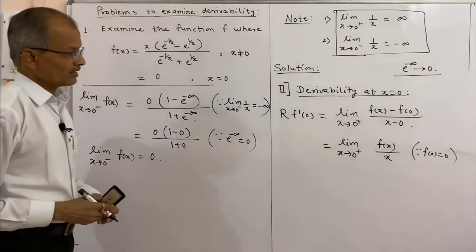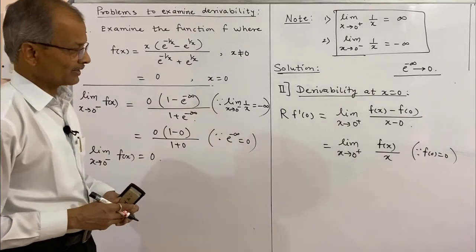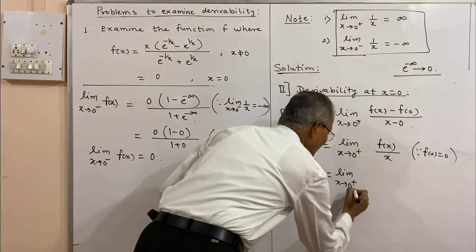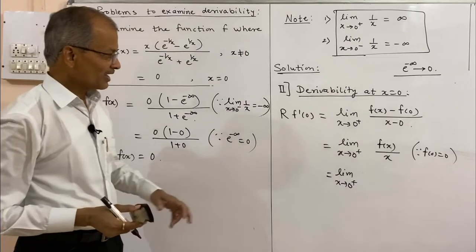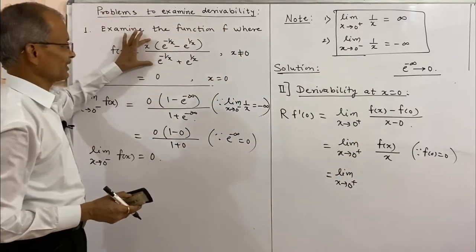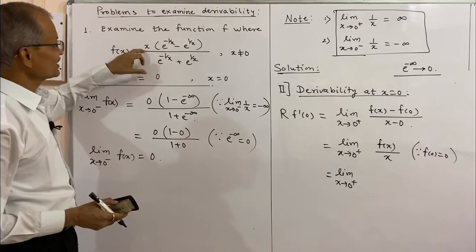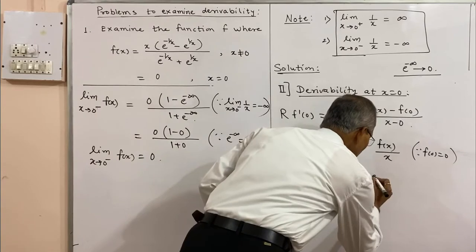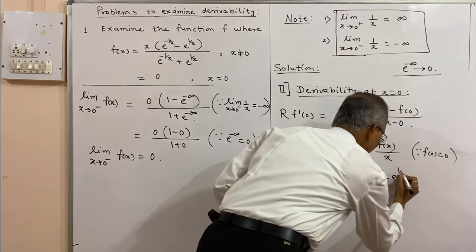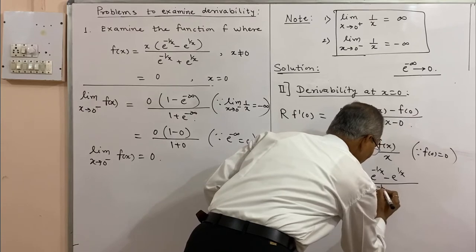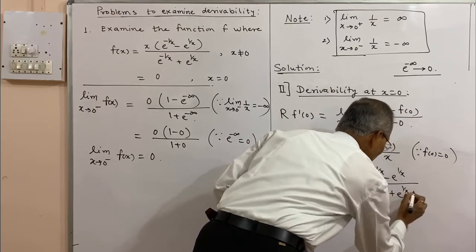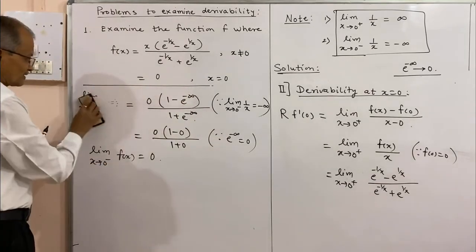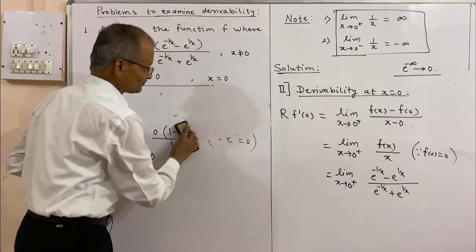And thus this is limit x tends to 0 from right, f x divided by x. Now it becomes simpler than the earlier case. f x we have to divide by x. See, this is f x, and we have to divide by x, which means this x cancels, and only these two terms remain, and therefore this is e raised to minus 1 by x minus e raised to 1 by x, divided by e raised to minus 1 by x plus e raised to 1 by x. So that is remaining. And now as in the earlier case, we shall write the limit directly.